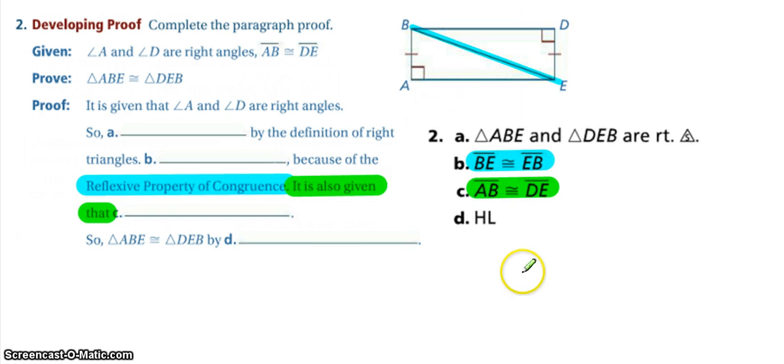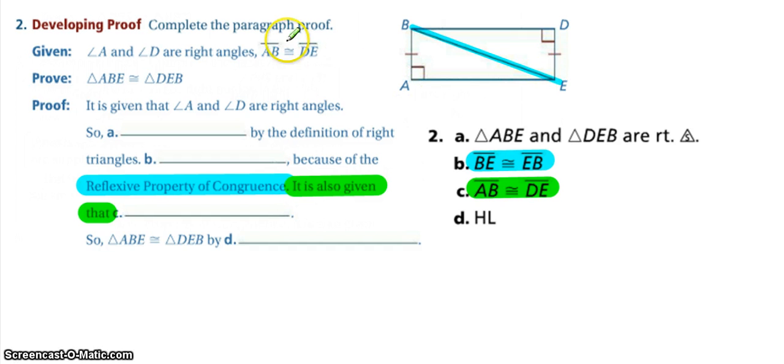So what we first do here is say that our two triangles that we see inside this quadrilateral must be right triangles because I have a right angle down here and a right angle up here. So that's just by the definition of right triangles. Then by the reflexive property, we have BE equal to EB because it's the same line.